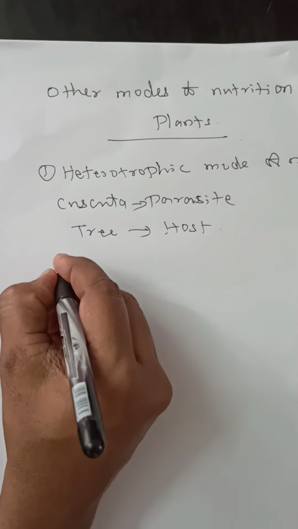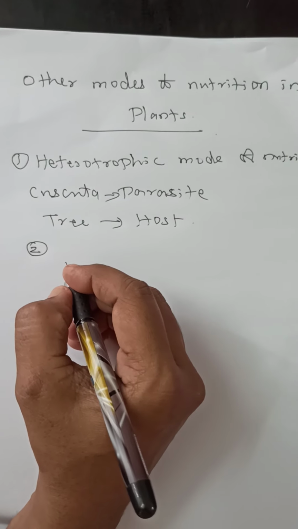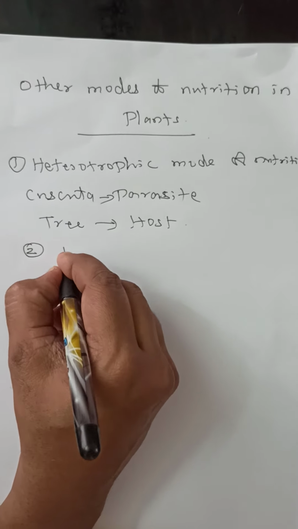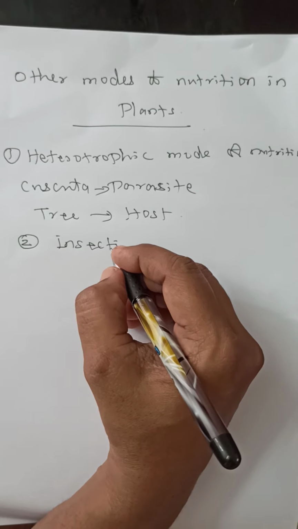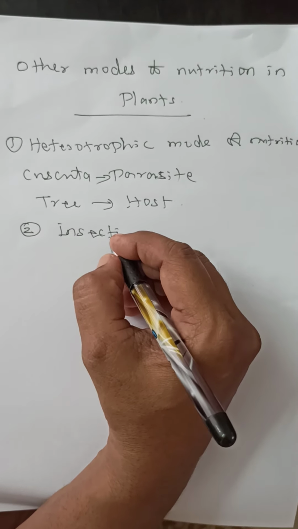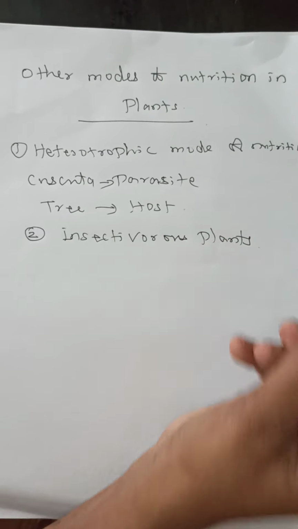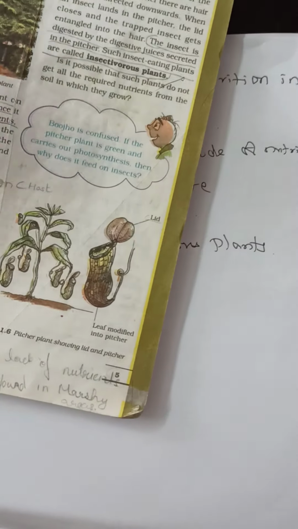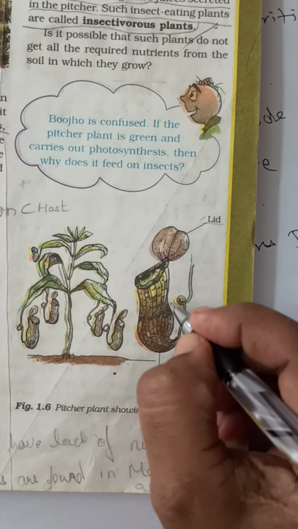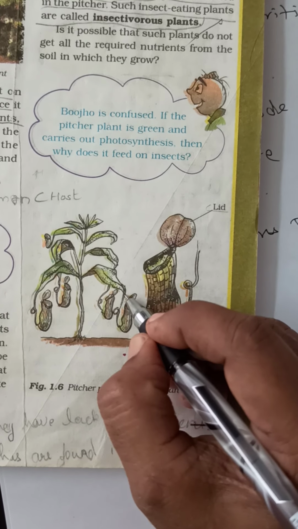And there are certain plants which have chlorophyll, but still they take some insects for their nutrition. They are known by the name insectivorous plants. For example, pitcher plant. Pitcher means you will be able to see a bag-like thing at the apex of the leaf.